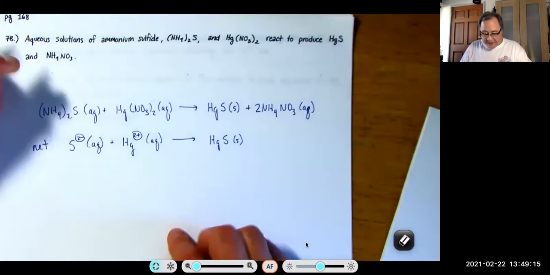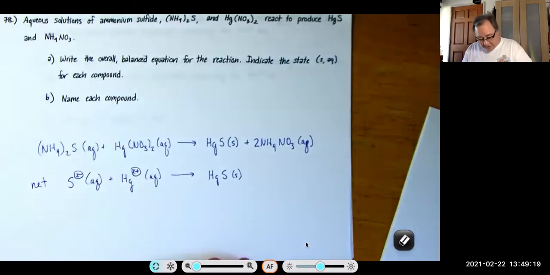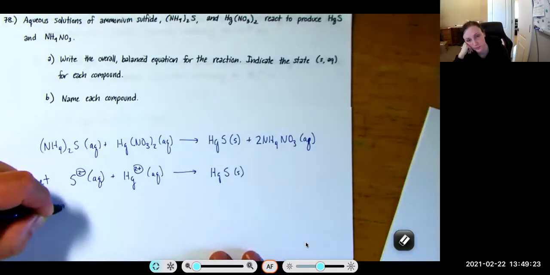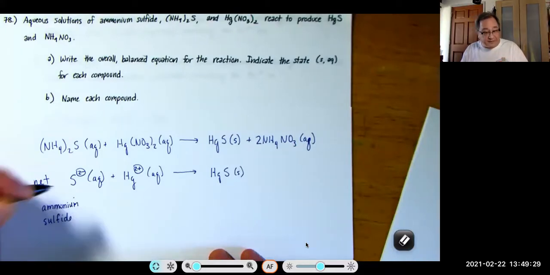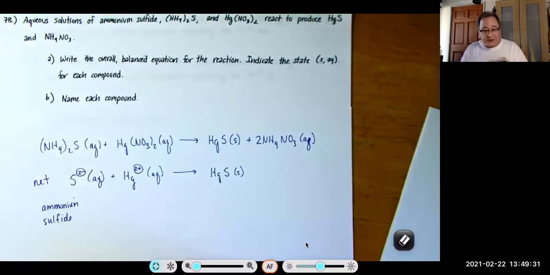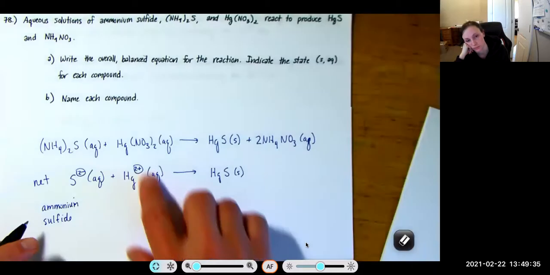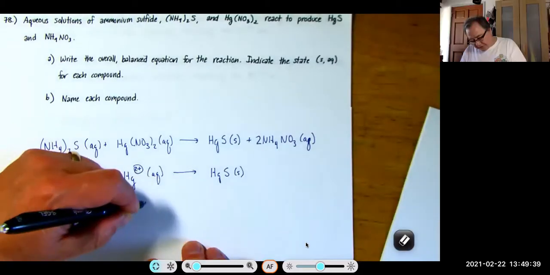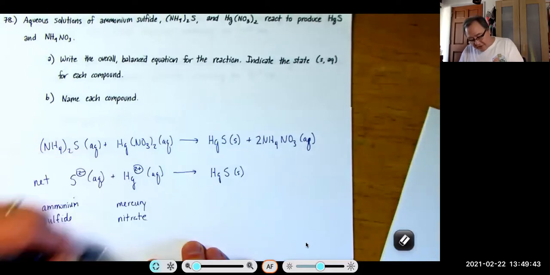They also ask us, name each compound. So what's the name of the first compound? Ammonium what? Sulfide. Good. A lot of people confuse sulfide and sulfate, nitride, nitrate, and those things, right? How about this one? Mercury nitrate. Close. Mercury 2.